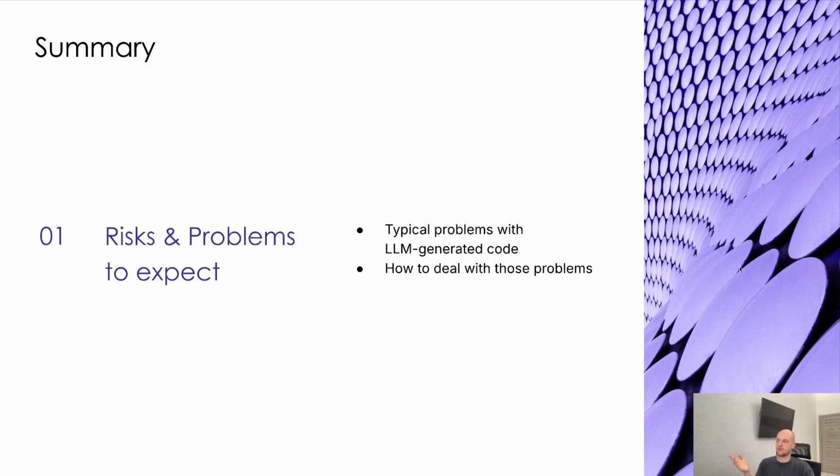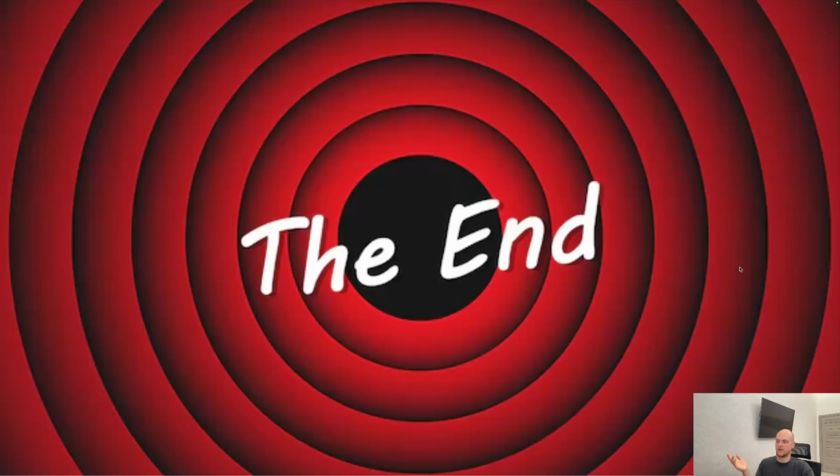And this is a summary for the third chapter. We covered all the major problems that I've experienced and the things that I have dealt with personally in production code in projects that I've been involved in. And we covered typical problems with LLM-generated code and how to deal with those problems. And that's it for this presentation and this video, I think.